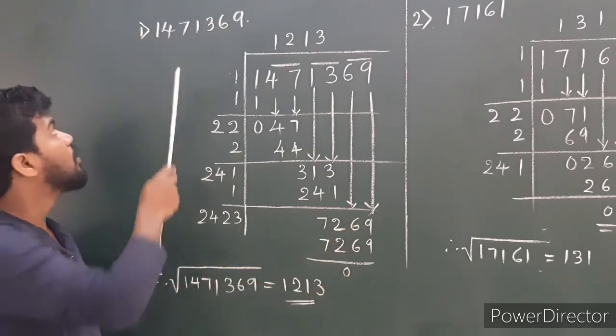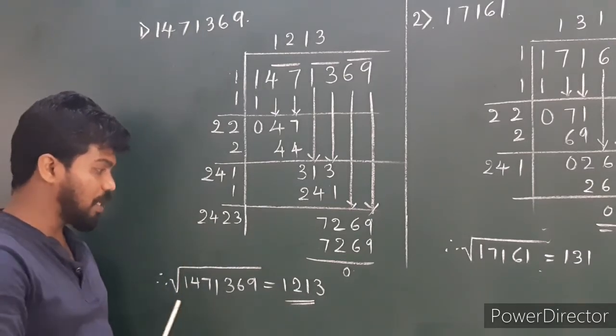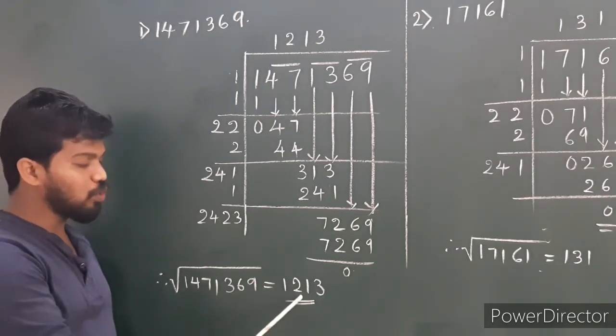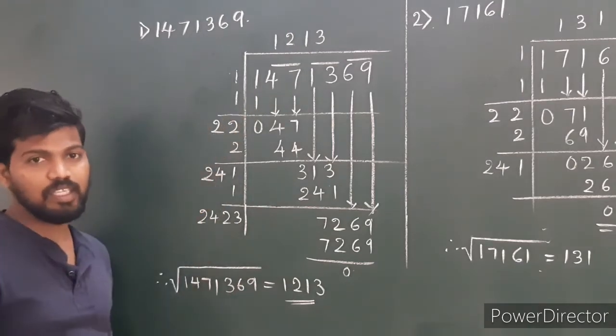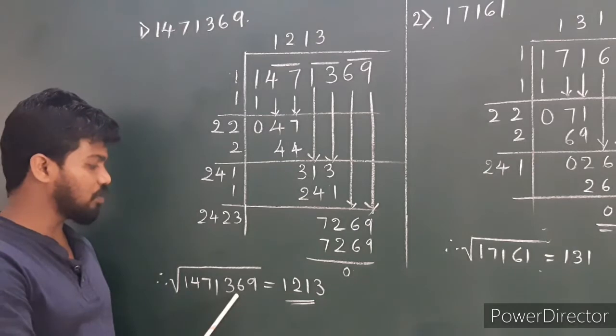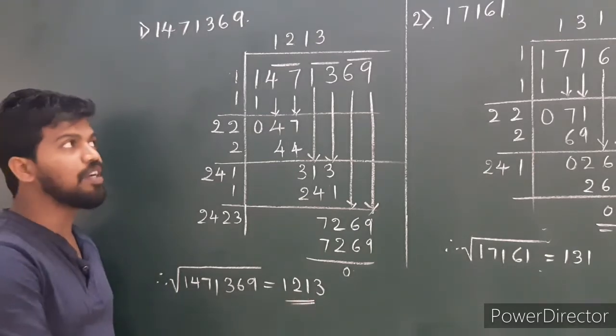Therefore the square root of 14,71,369, such a big number, you see that, the square root of that one you get is 1,213. So for big numbers you take the division method. That is very useful for big numbers. So the answer you got is 1,213.